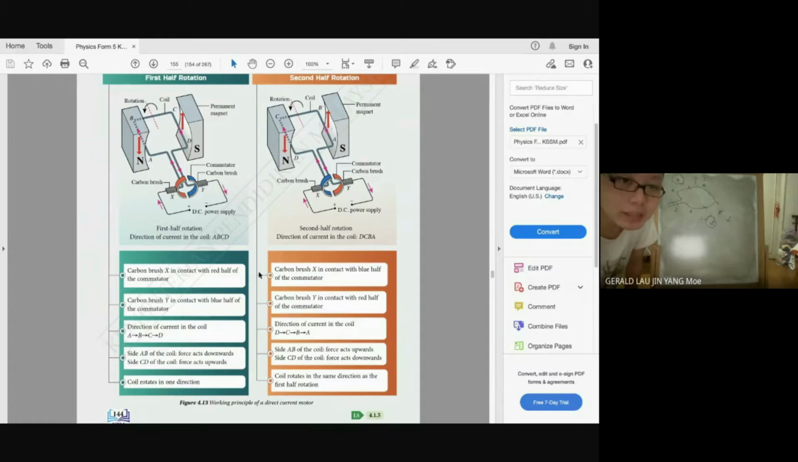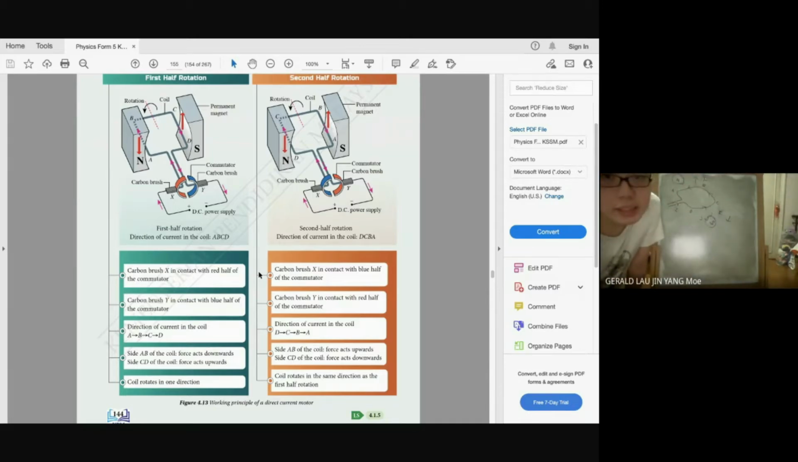Carbon brush X in contact with red half of commutator. Carbon brush Y in contact with blue half of commutator. Direction of current is from ABCD. Okay, side AB force acts downward, side CD force acts upward. So the coil rotates in one direction. Okay, second half rotation. You have rotated half already.